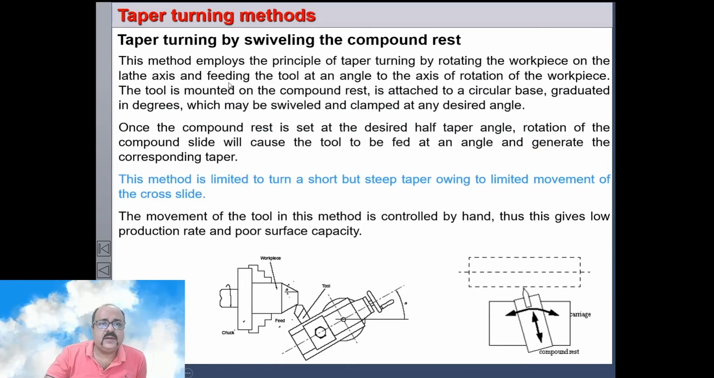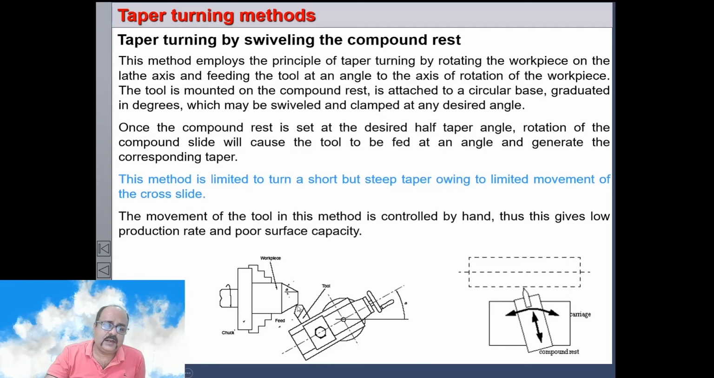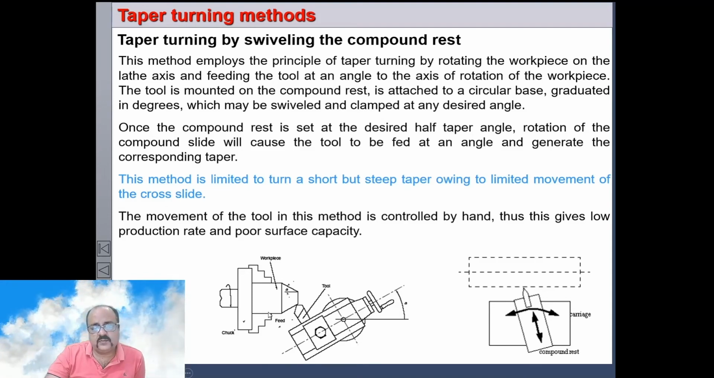And taper turning by swiveling the compound rest. The compound rest can be swiveled at any particular angle and fixed, and then if you give a feed, it will cut a taper like this. So this is used for a very steep taper over a very small length. This method is limited to turn a short but steep taper owing to the limited movement of the cross slide. The cross slide can move only in this direction, so a very short length taper can be cut.